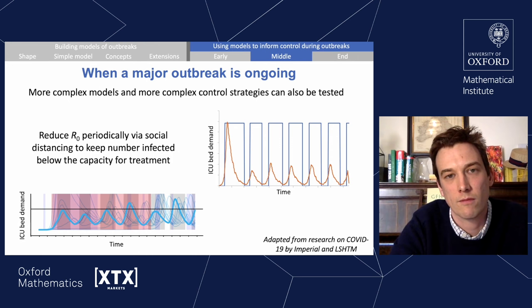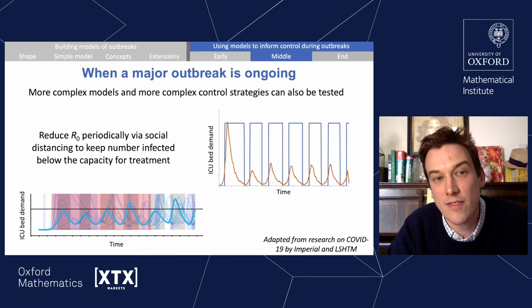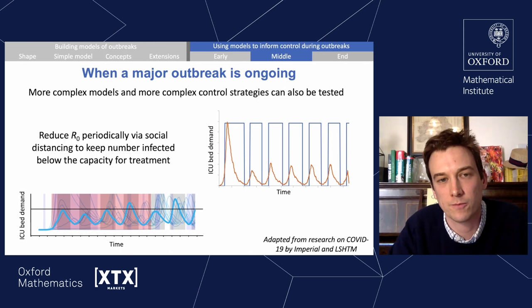So these two concepts that I've just been talking about were in the context of very basic epidemiological models. Of course, as I showed you earlier, you can extend these models to become much more complex. And with these more complex models, you can also test very complex control strategies. So here are a couple of examples for COVID-19. These are examples of outputs from models that have been developed by Imperial College London for the graph on the right, and the London School of Hygiene and Tropical Medicine for the graph in the bottom left.